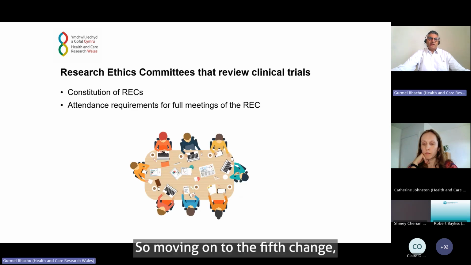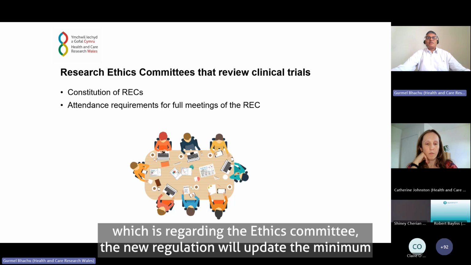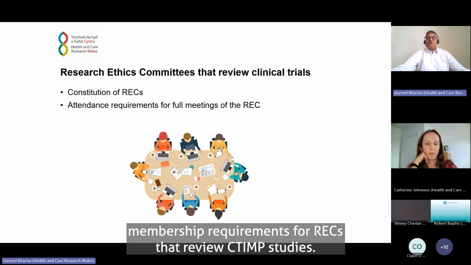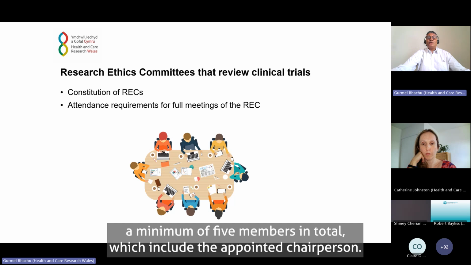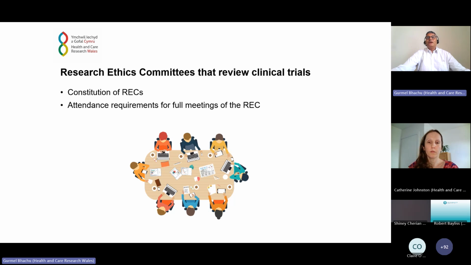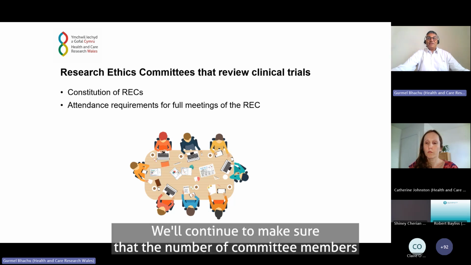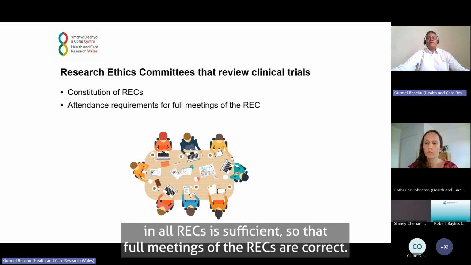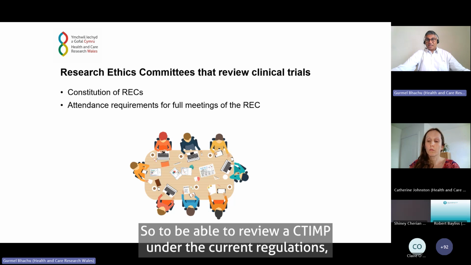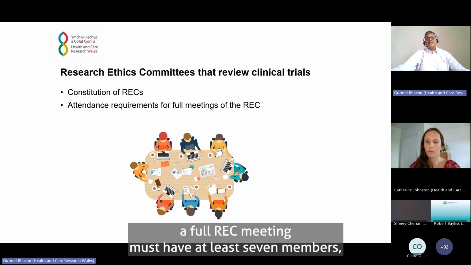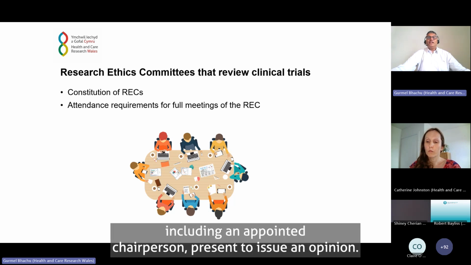So moving on to the fifth change, which is regarding the Ethics Committee. The new regulation will update the minimum membership requirements for RECs that review CTIMP studies. So from the 28th April next year, each REC must have an appointed chairperson and a minimum of 5 members in total, which includes the appointed chairperson. We'll continue to make sure that the number of committee members in all RECs is sufficient so that full meetings of the RECs are quorate. To be able to review a CTIMP under the current regulations, a full REC meeting must have at least 7 members, including an appointed chairperson, present to issue an opinion.